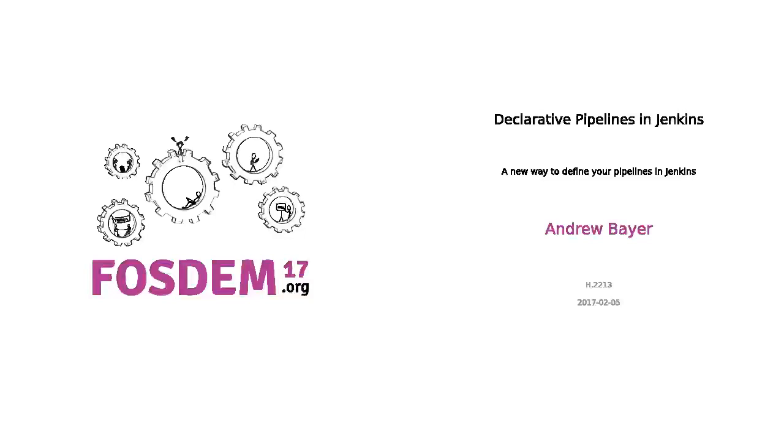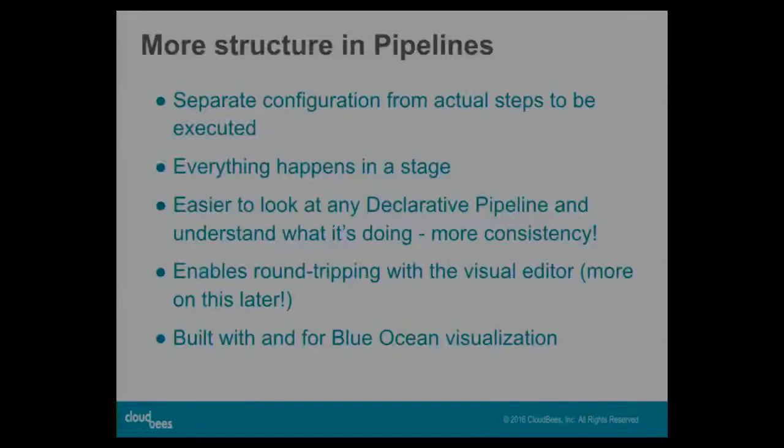Pipeline happens in a stage. There's nothing running outside of stages. This will work better with visualization, including the existing Stage View plugin and the Blue Ocean UI for Jenkins, which has been in beta for a little bit longer.